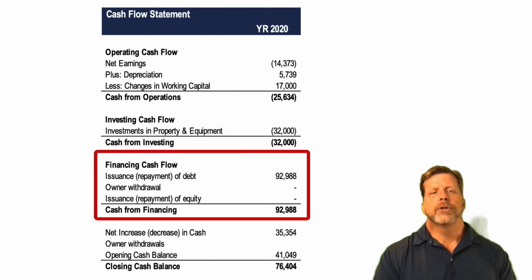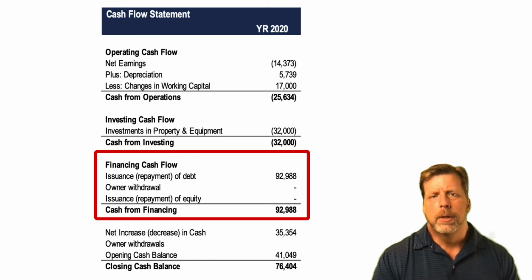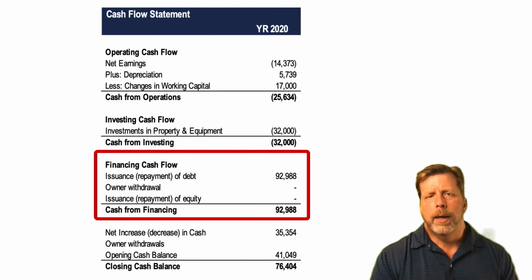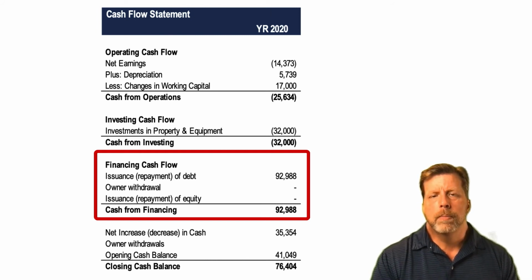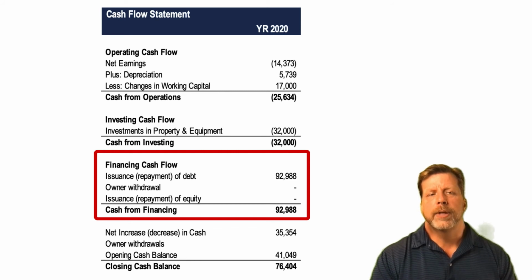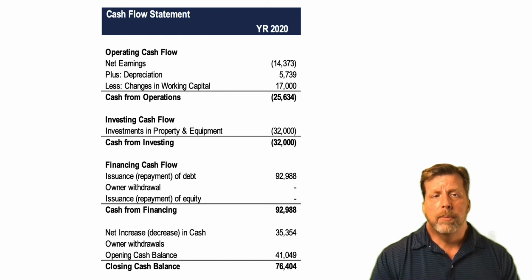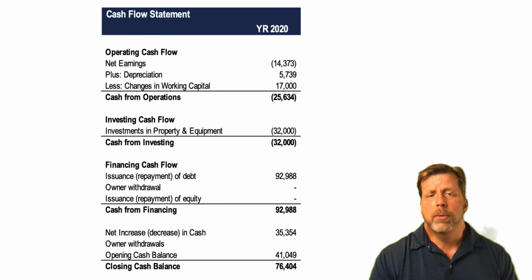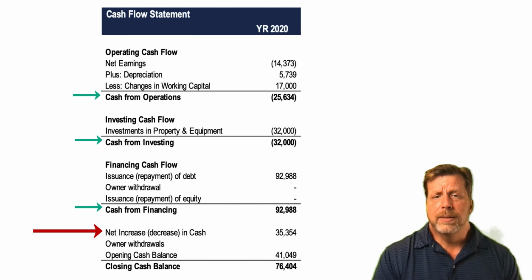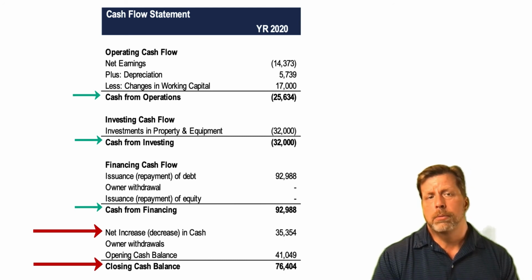This third section shows financing activities. This would include transactions between the company and the bank, and between the company and the owners. You can see that bank debt was taken on during the year, and it generated about $93,000 in cash. The bottom of this report shows the total of all three sections and tells us the ending balance for cash for this company.